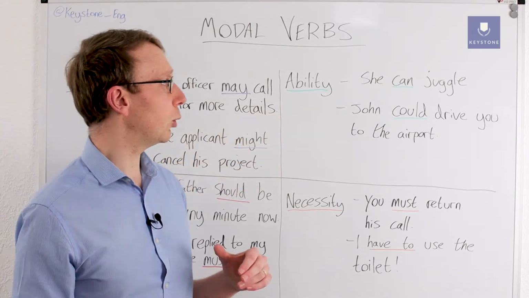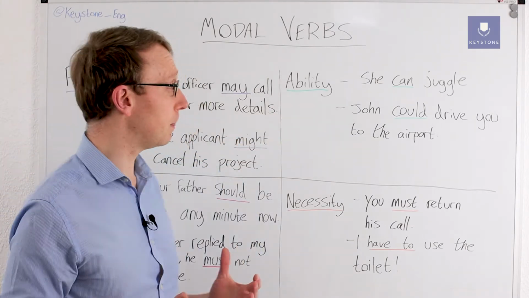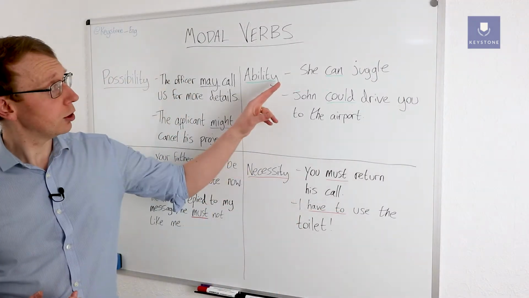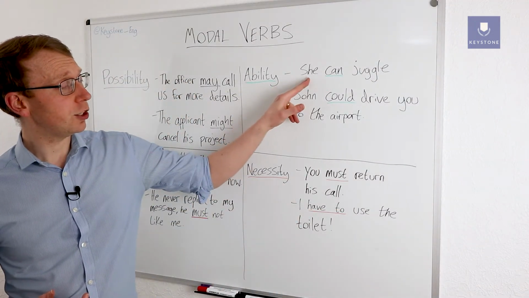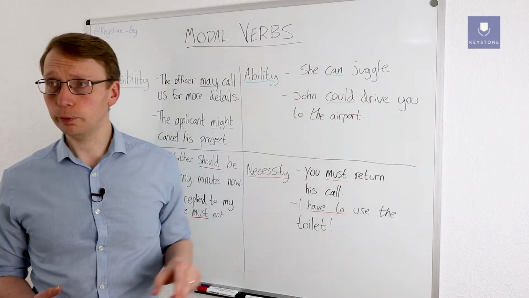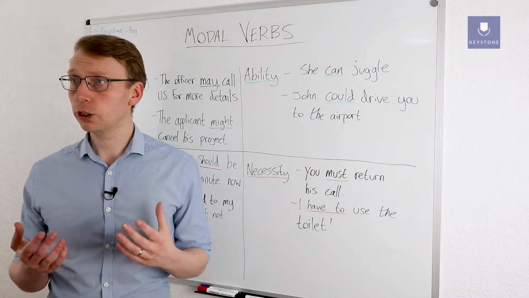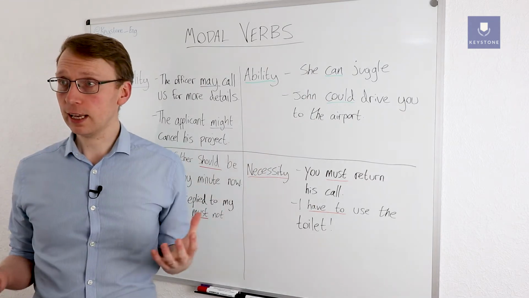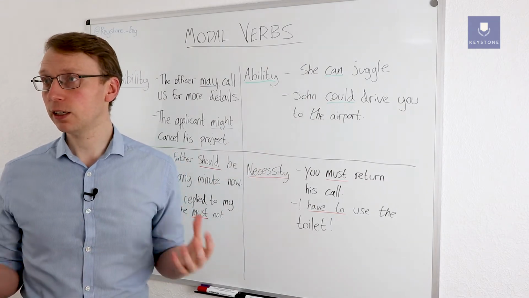We also use modal verbs for ability, to talk about things that we can do. So for example, she can juggle. Can is a modal verb that tells us that she has the ability to juggle.